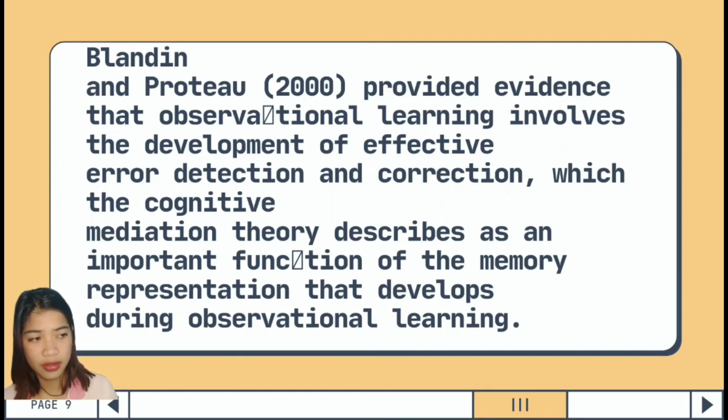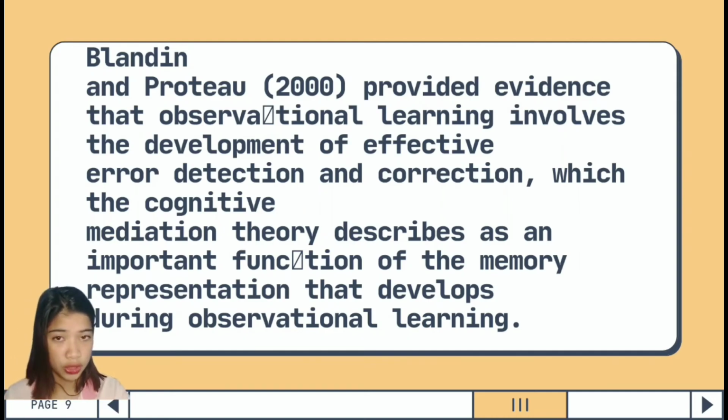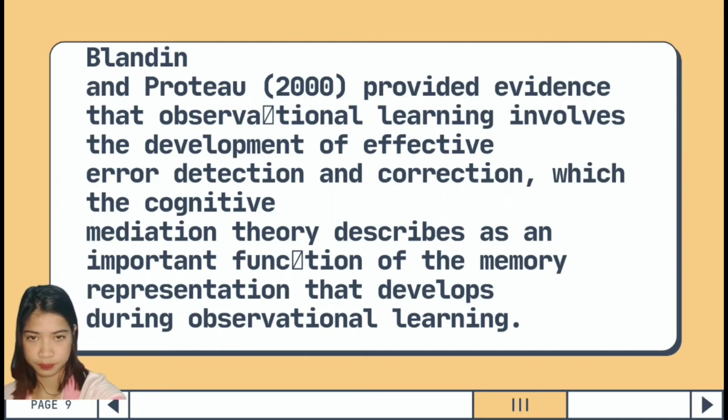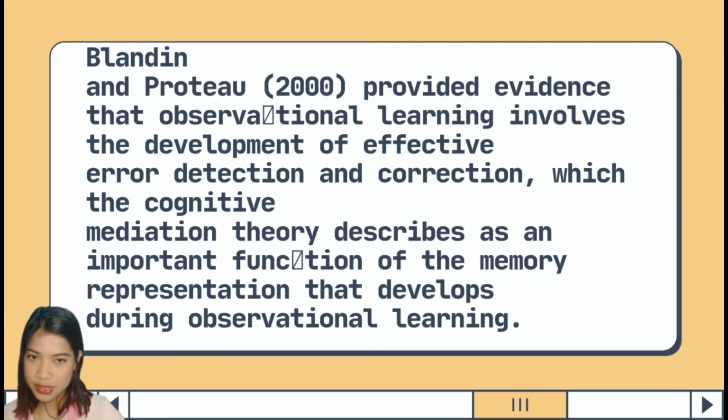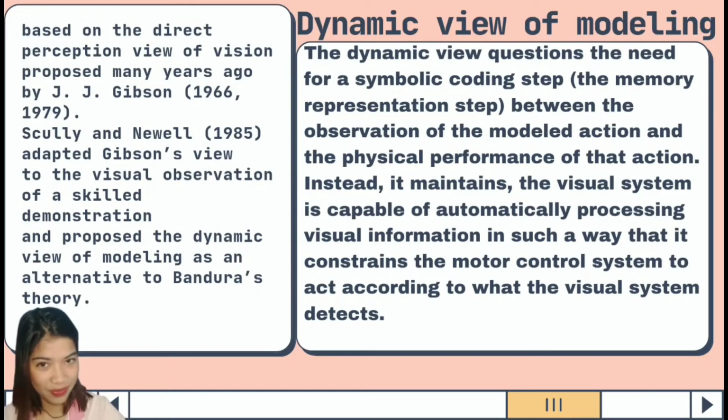So there are several theories that have the notion of what we call the cognitive mediation theory. And to answer how the observing of demonstration influences learning, let's proceed to the second way of answering that question. We have here the dynamic view of modeling.